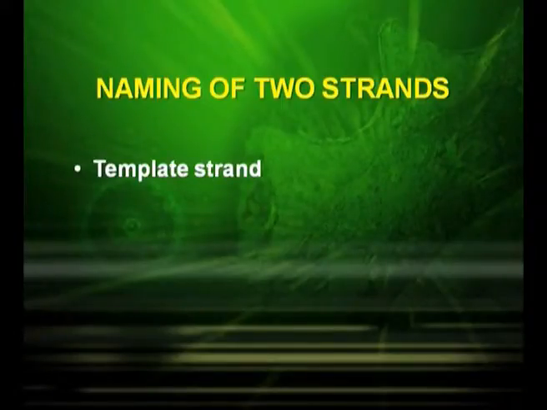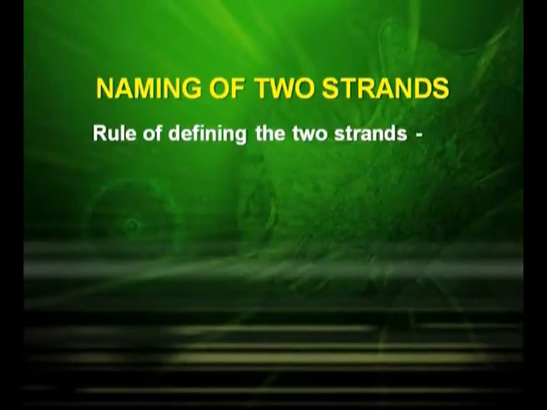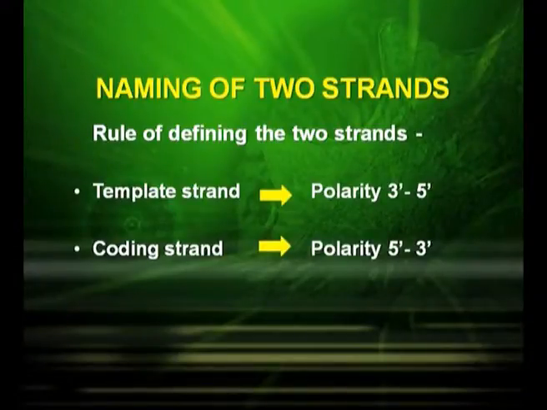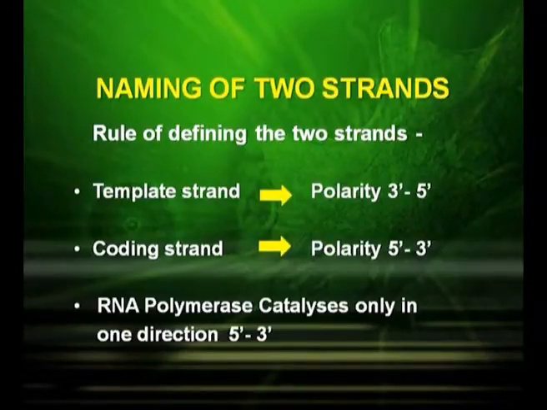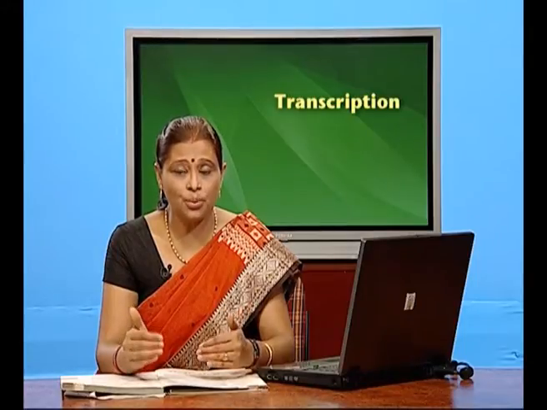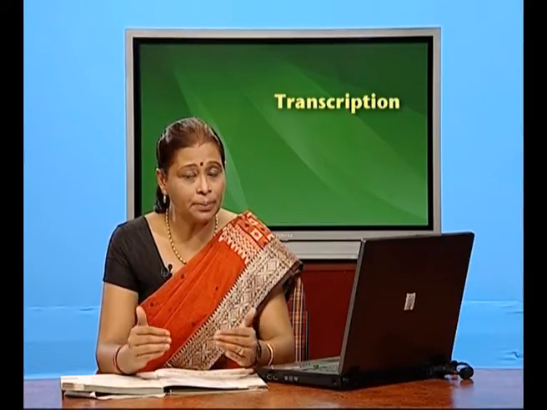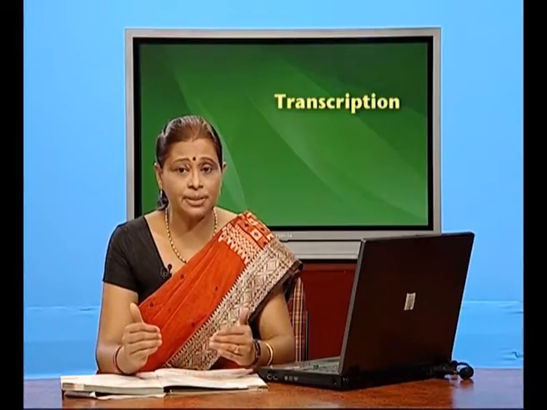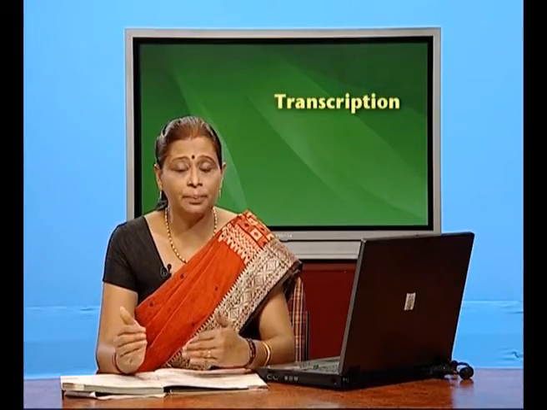Now since we know that the DNA has two strands, how are we going to name the two strands? The two strands are named the template strand and the coding strand. So what is the rule for defining the two strands? Now we know the DNA has antiparallel polarity, 5 prime to 3 prime and 3 prime to 5 prime. The RNA polymerase transcribes in the direction 5 prime to 3 prime. So therefore the template strand is the one which has the polarity from 3 prime to 5 prime, and the coding strand has a polarity from 5 prime to 3 prime.